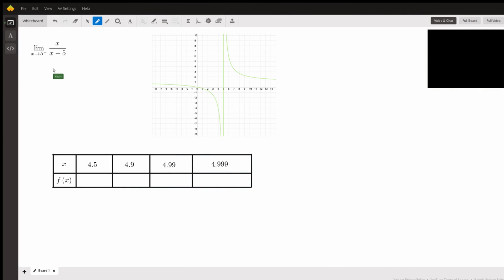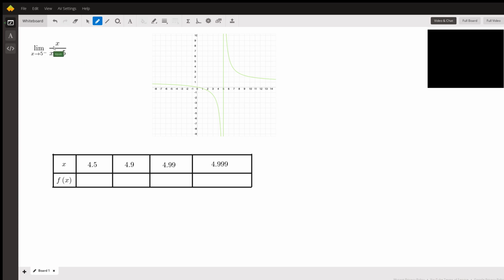Your question asks, what's the limit as x approaches 5 from the left of x over x minus 5? The first thing you should try to do when you're evaluating a limit is plug in the number 5. If we tried to plug in 5 right now, we'd get 5 over 0. But we know dividing by 0 is undefined, so we can't actually plug in 5 and get a number.